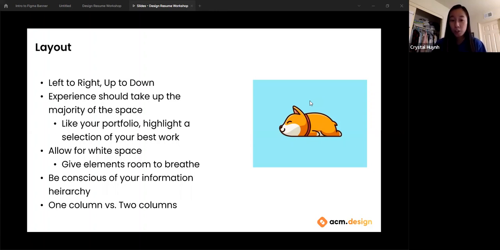Be conscious of your information hierarchy. For those that don't know, information hierarchy is basically like if you're looking at a poster, the first thing that you see is at the first level of the hierarchy. Then the next thing that you see might be at the second level, and then the third thing, and so on and so forth. So the first thing on, say, a movie poster might be the title of the movie or the graphics or the photos.